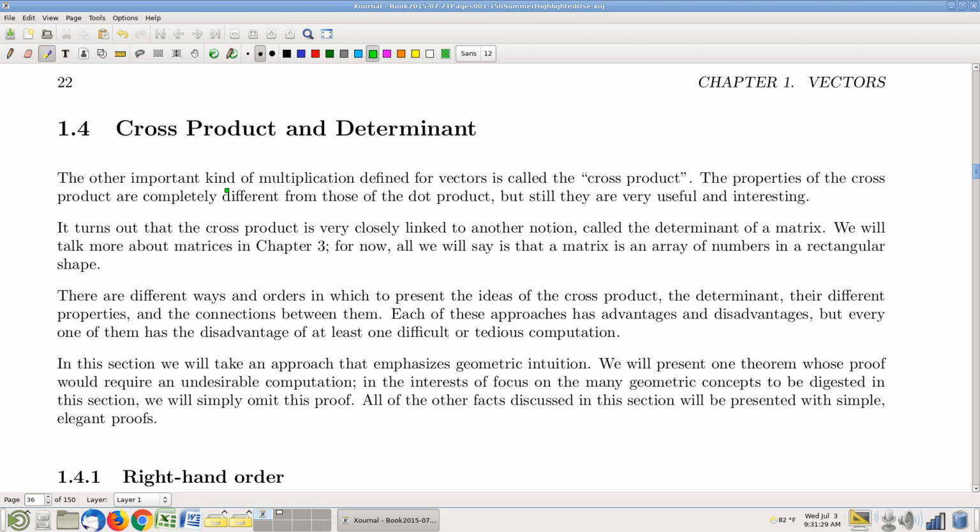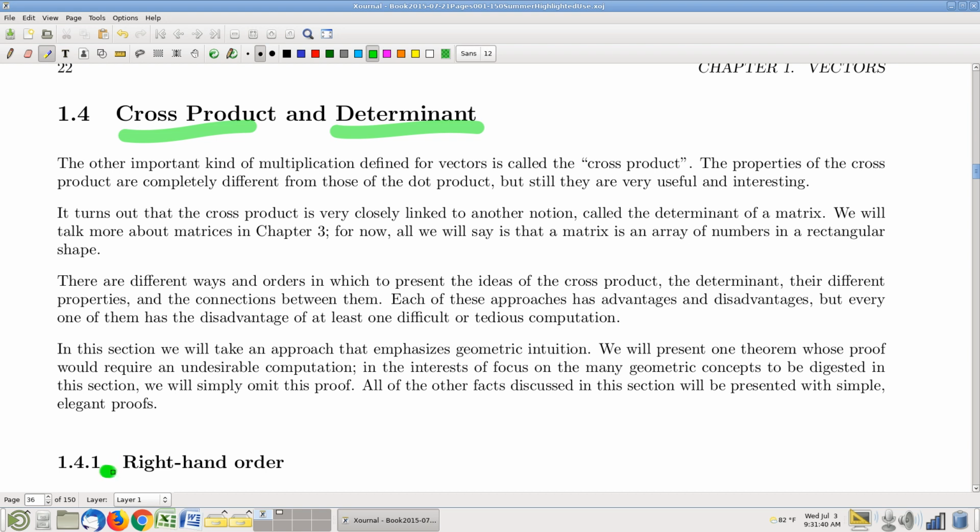But it connects very strongly to cross products, and so I think it makes sense to talk about them at the same time. These two ideas, as it turns out, are also strongly connected to this third idea called right-hand order. And this is a kind of geometrically subtle idea to talk about. I'm going to start with this one.